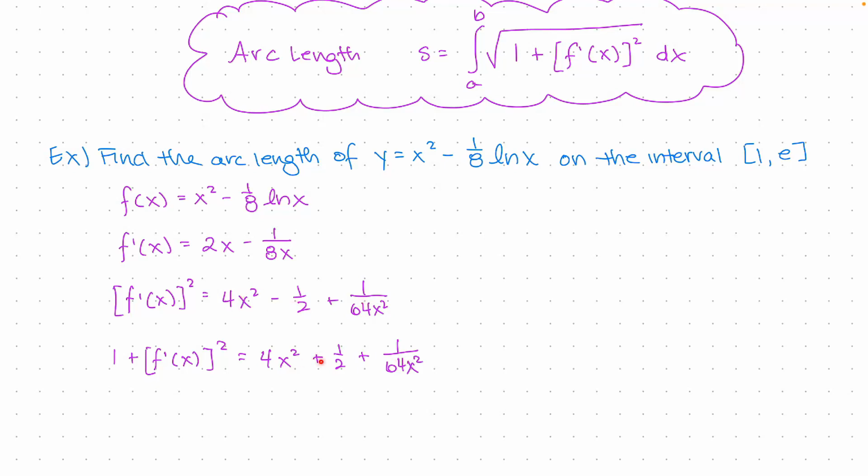And look at this compared to this. The only difference is this plus sign and minus sign. And so this will factor into something squared. We can see it right now. The square root of 1 plus f prime of x squared is 2x plus 1 over 8x squared. So do you guys see that? It's going to make life a lot easier when we plug into the radical.